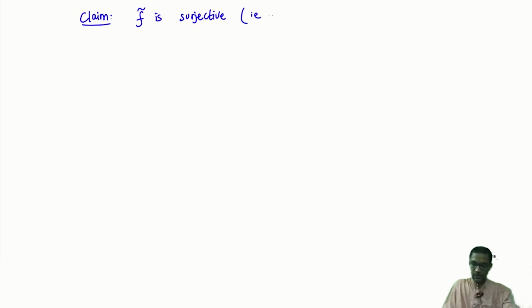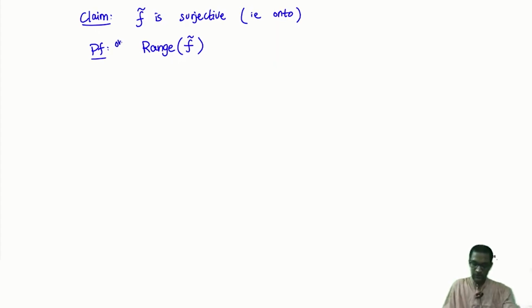Now here's the important thing. Our claim is that this is the map we want. Claim: F tilde is surjective. Recall, surjective just means onto. So we claim F tilde is an onto function. Why should F tilde be onto? Well, it means that the range of F tilde is the entire group S3. Here's what we know about the range at least.